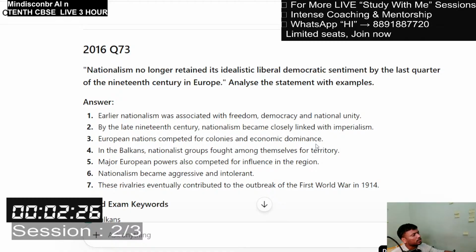European nations competed for colonies and economic dominance. In the Balkans, nationalist groups fought among themselves for territory. Major European powers also competed for influence in the region. Nationalism became aggressive and intolerant. These rivalries eventually contributed to the outbreak of the First World War in 1914.